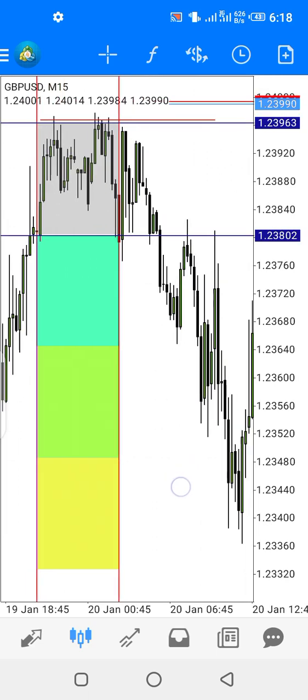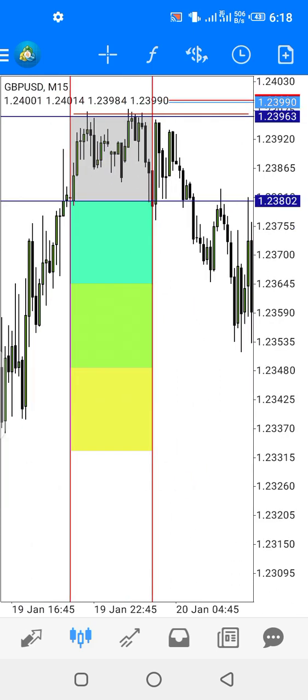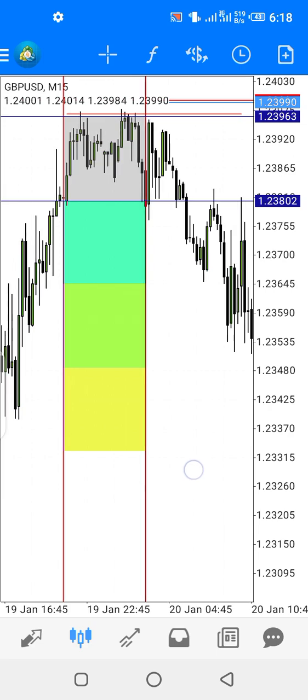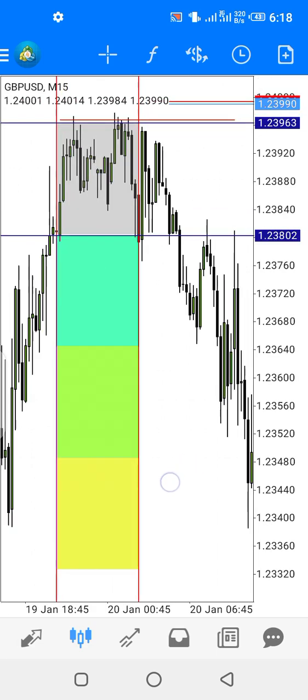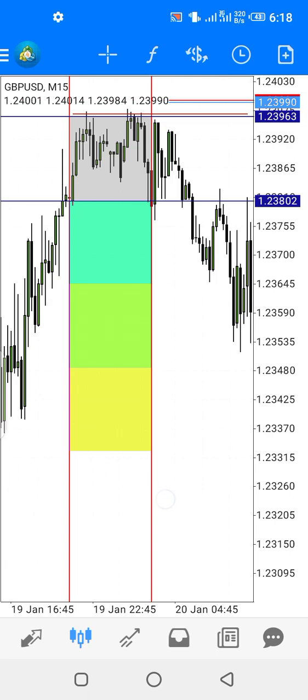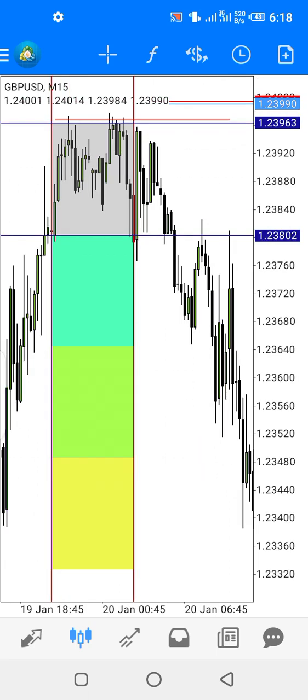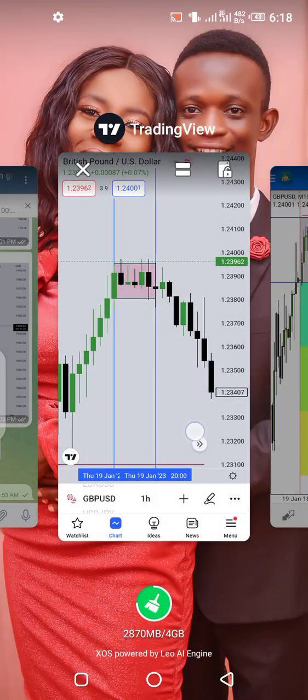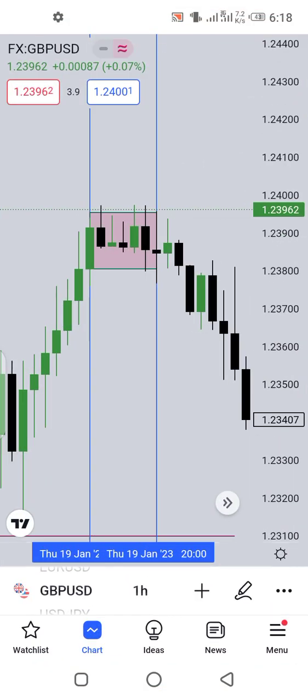Now, to get the low of the day or the high of the day, I want to use this Friday as an example. What we'll be using is the CBDR. CBDR means central bank's dealing range. CBDR is between 14 New York time to 20 New York time.